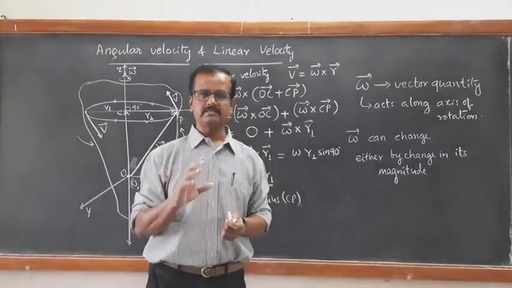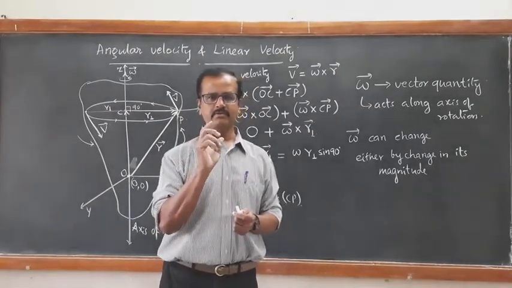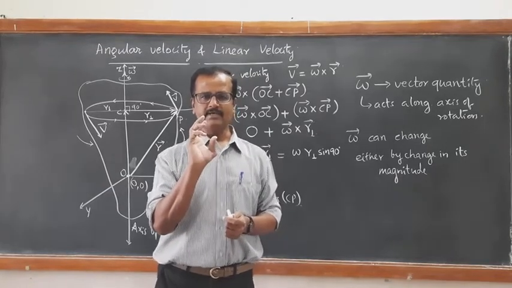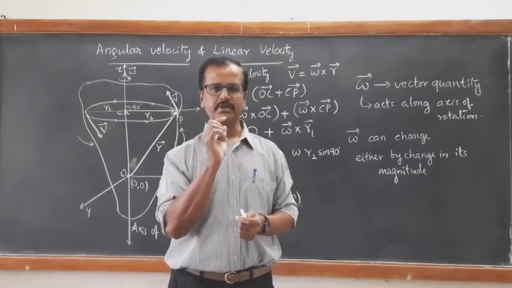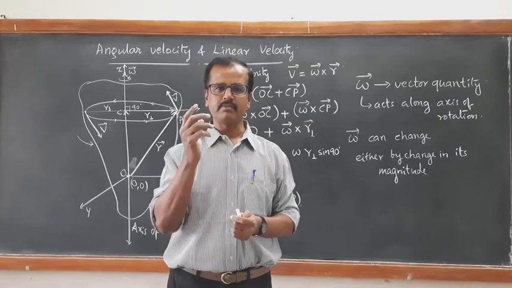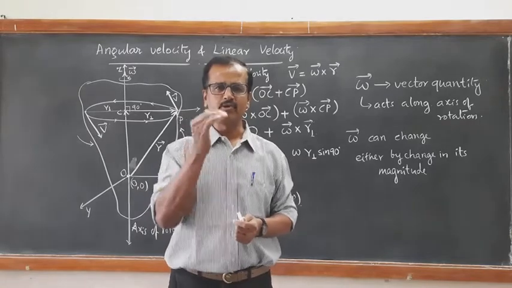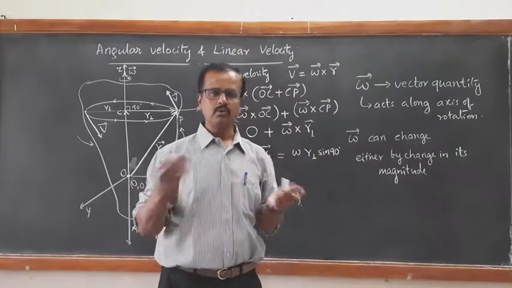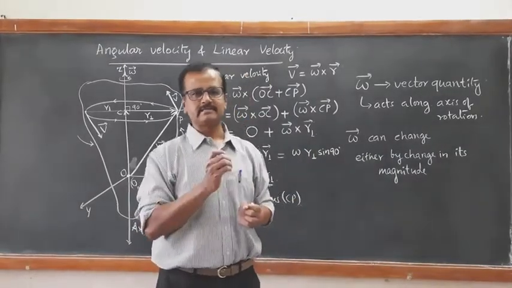But in general cases, what happens? You have played with the spinner. When you play with the spinner, the axis of rotation is fixed. Initially, it is having zero velocity. When you give it a spin, suddenly its speed increases from 0 to a maximum value. After a certain time, its speed goes on decreasing. Its speed decreasing means the magnitude of angular velocity goes on decreasing. So the magnitude of angular velocity can increase or decrease.